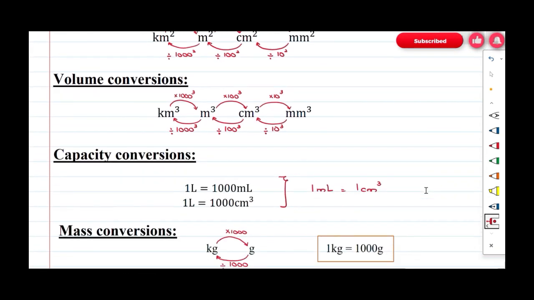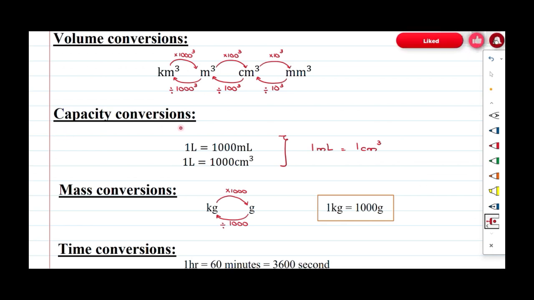Now let's talk about other types of conversions, like capacity conversions. Capacity units are liters, milliliters, or centimeter cubes. So 1 liter has 1000 milliliters. When you convert liters into milliliters, 1 liter has 1000 milliliters. Or if a question asks you to convert liters to centimeter cubes, 1 liter is also equivalent to 1000 centimeter cubes. So this implies 1 milliliter and 1 centimeter cube are equal, right?